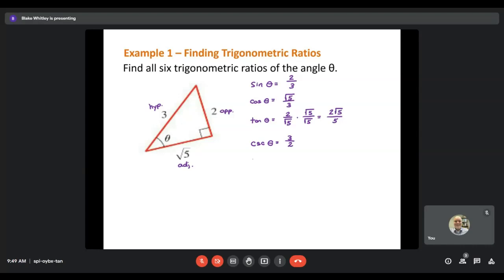And then we'll do our secant. Secant is just the reciprocal of cosine. So I'm going to flip that fraction. That gives us 3 over square root of 5. And again, I'm perfectly fine with you leaving that in the denominator like that. If you want to rationalize, just multiply by square root of 5 on top and bottom. And then finally, cotangent of theta is the reciprocal of tangent. And so that should give us square root of 5 over 2.